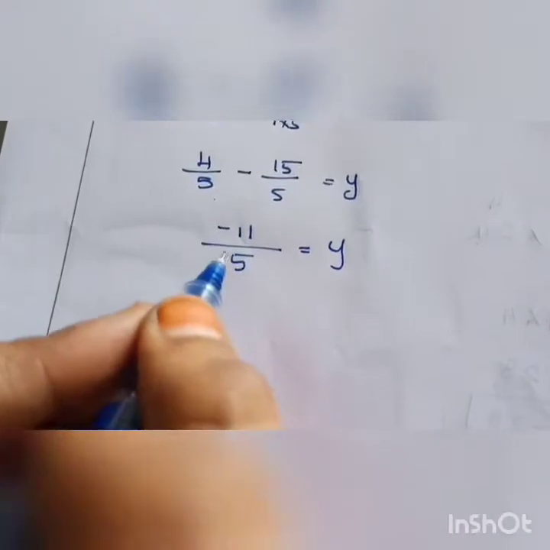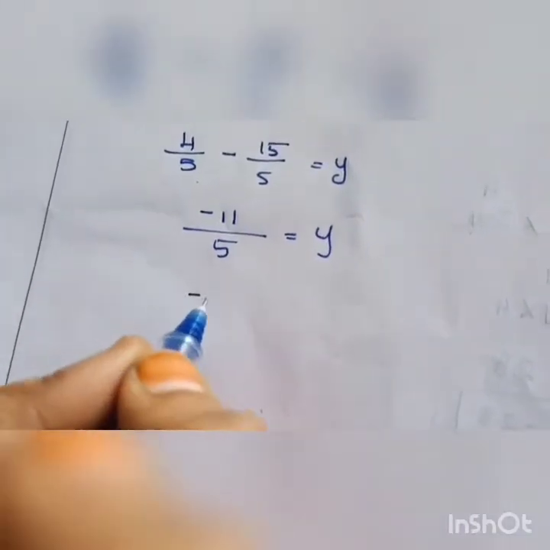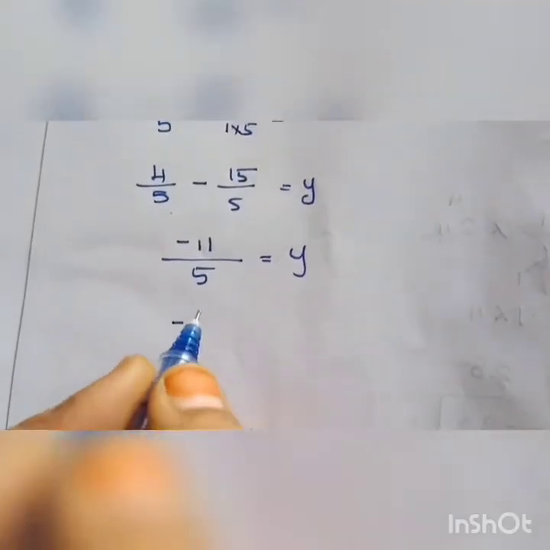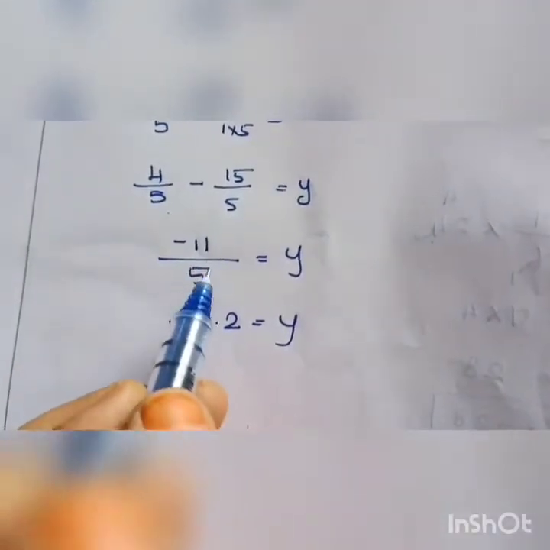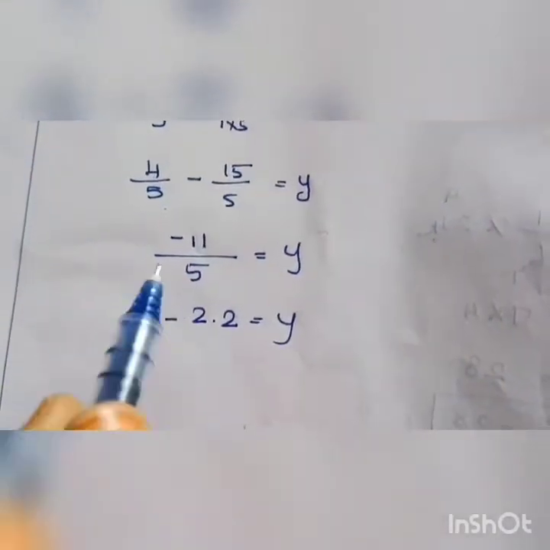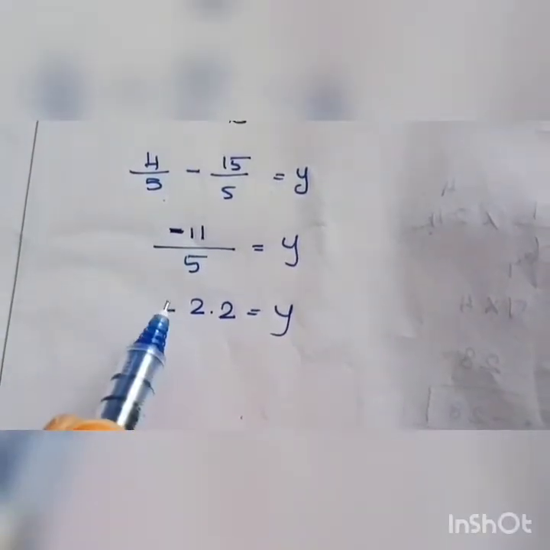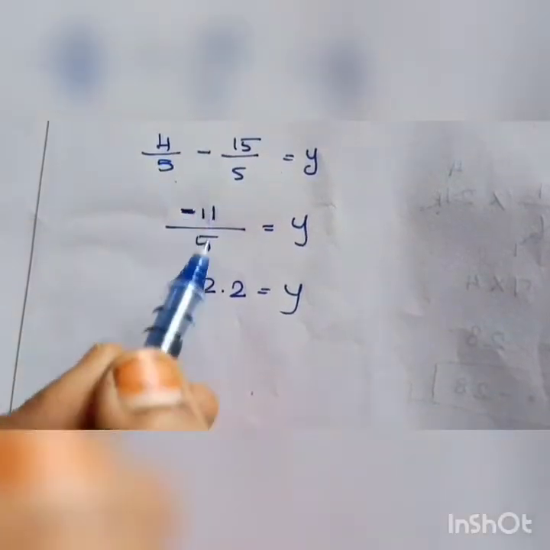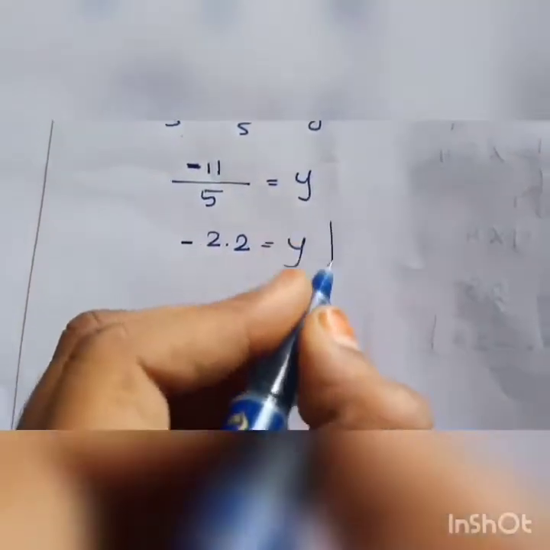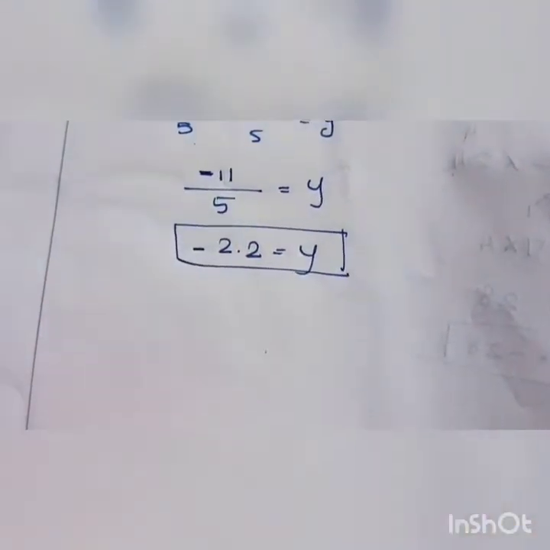If you divide these two numbers, we will get the answer 2.2. If you divide 11 by 5, we will get the answer 2.2. So this minus remains minus only. This fraction I converted into decimal. If you divide these two numbers, we will get this answer. So the value of y equal to minus 2.2.